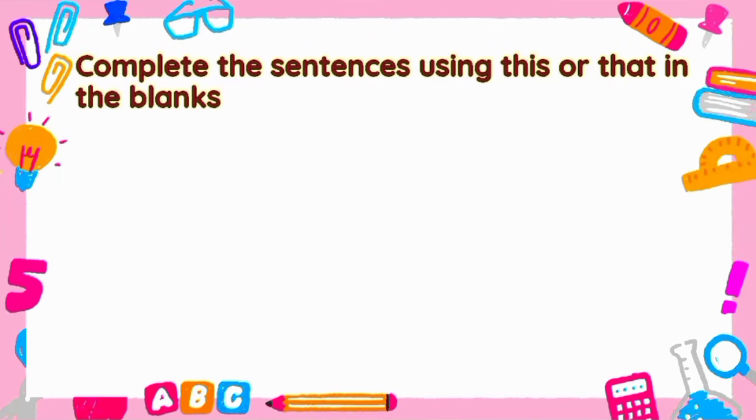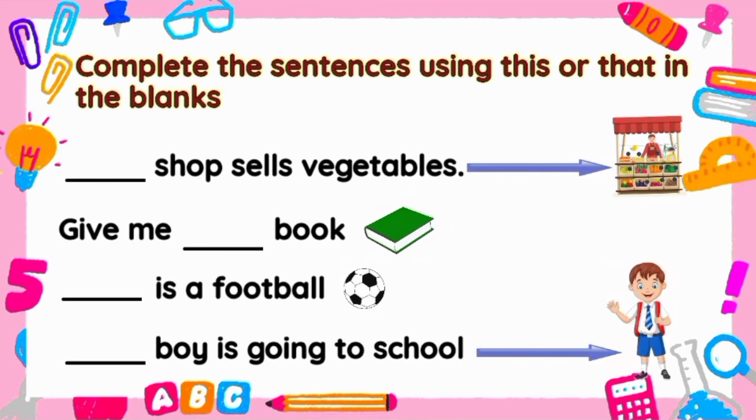Complete the sentences using this or that in the blanks. Dash shop sells vegetables. The answer is that. That shop sells vegetables. Give me dash book. The answer is this. Give me this book.